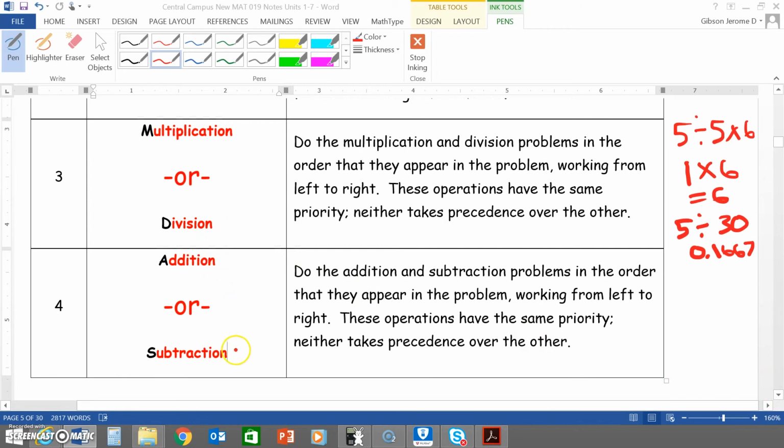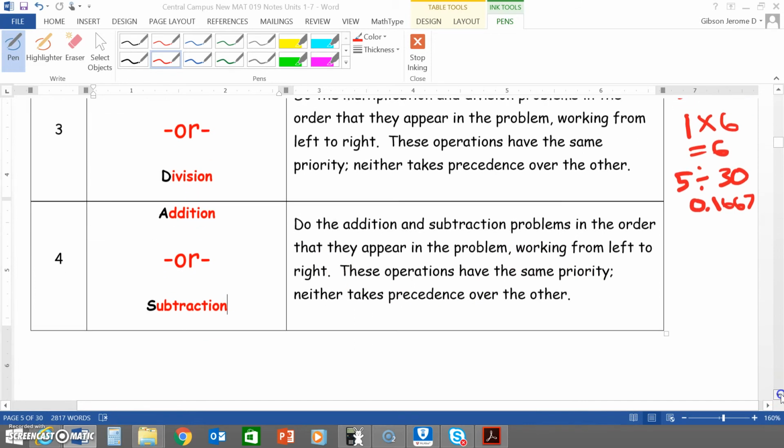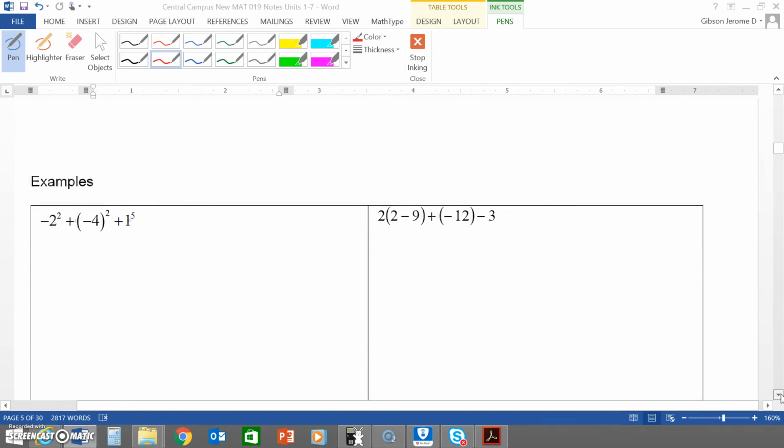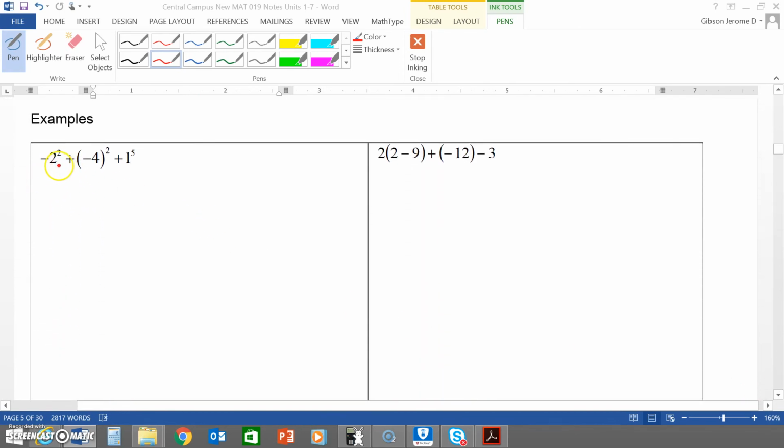Okay, now number 4, addition or subtraction. It's the same thing as multiplication or division. You do whichever one comes first between addition and subtraction, whatever the order is, and this is the last thing you would do with the order of operations. Now, we're going to go on and apply the order of operations with our examples here. We have -2 squared plus (-4) in parentheses squared plus 1 squared. Now the first thing we do is look for parentheses.